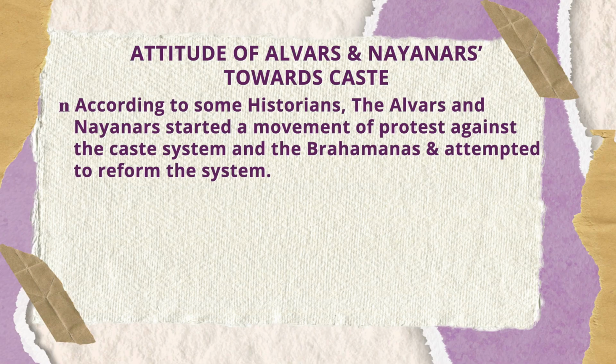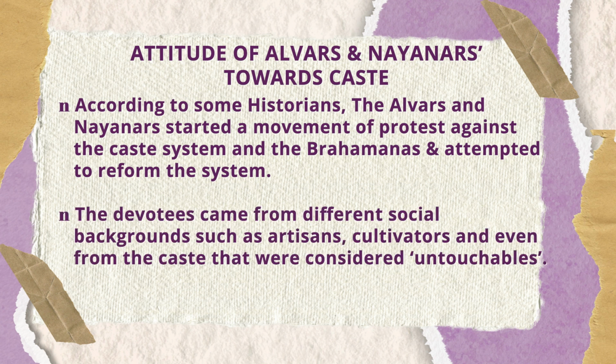Now, we will analyze the attitude of Alvars and Nayanars towards caste. According to some historians, the Alvars and Nayanars started a movement of protest against the caste system and the Brahmanas and attempted to reform the system. The devotees came from different social backgrounds such as artisans, cultivators and even from the castes that were considered untouchables.